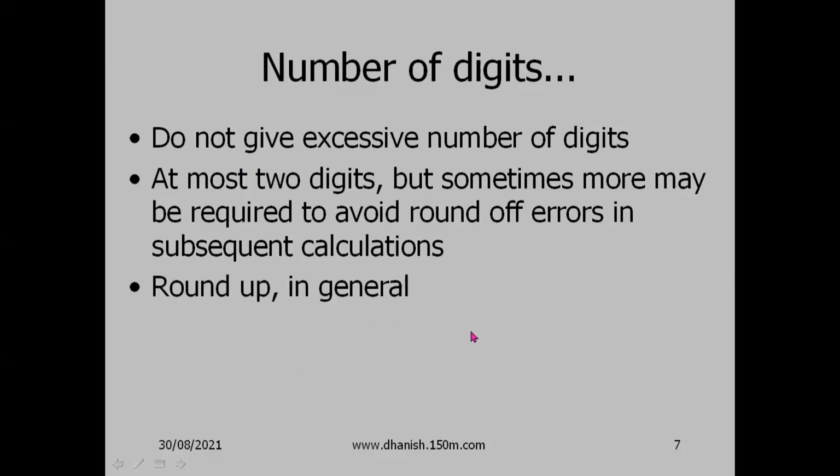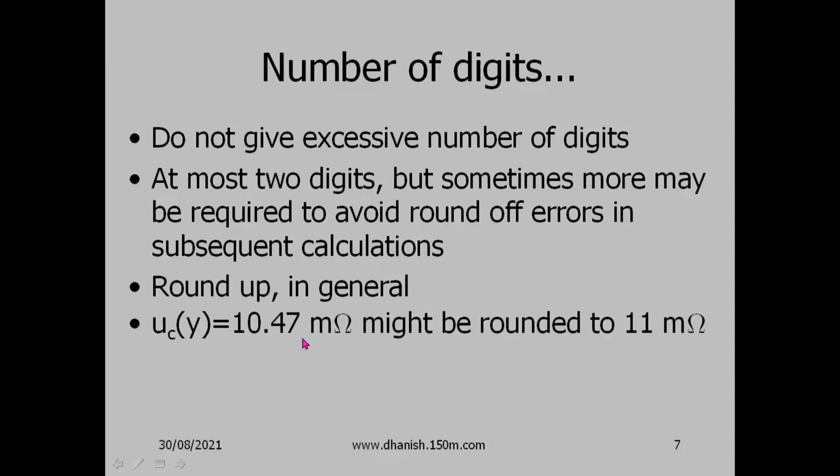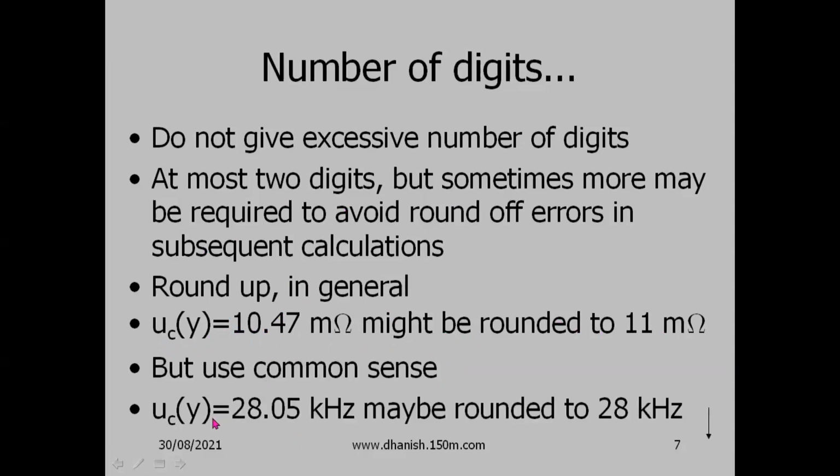So round up in general. So uncertainty, always round up. Okay. So this is, again, a little confusing recommendation given in the GUM because it's difficult to apply it using a program. So combined standard uncertainty of y equal to 10.47 might be rounded to 11 milliohm, but use common sense.